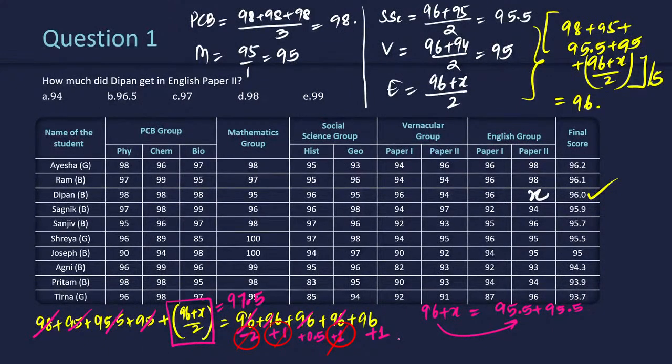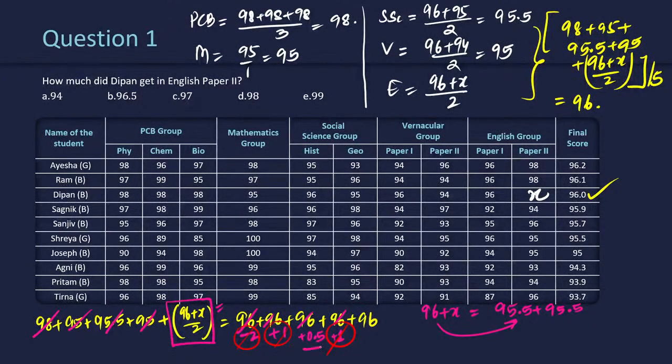Excuse me, did I make a mistake? This is -2, this is +1, this is +0.5, this is +1, and 95 to 96. Hmm. 98, 95, 95.5 and 96 plus x by 2. It was written correctly earlier.